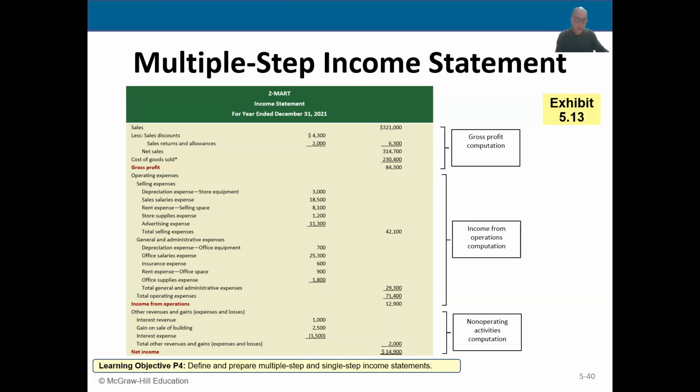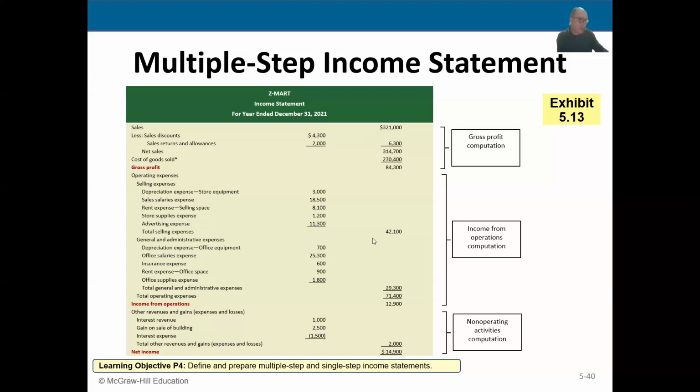Then we, of course, compute all of our expenses. Gross profit minus total expenses equals what we call income from operations. And then plus and minus other revenue and interest and expenses and things like that equals net income. See, multi-step, 3 steps really. So that's the multi-step income statement.